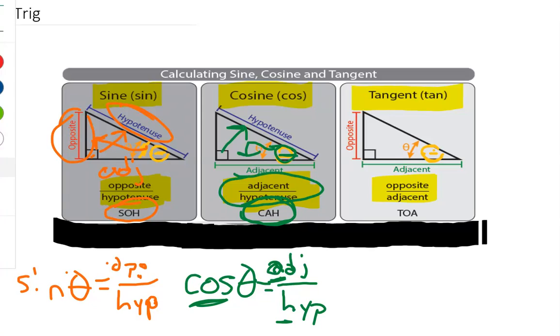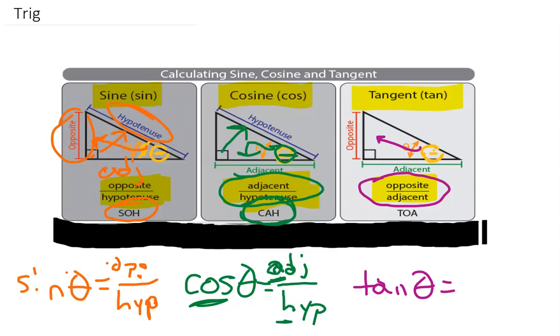And then the last one, if we haven't put it together yet, is going to be my tangent. And tangent is always going to be opposite over adjacent. So for the tangent of theta, I'm going to look at the opposite side, which is across from that angle. So it's going to be the opposite side over the adjacent side, which is going to be the side right next to that angle, the side that is not the hypotenuse. So we've got sine, cosine, and tangent. And tangent, we refer to that as TOA, which is tangent, opposite, adjacent.